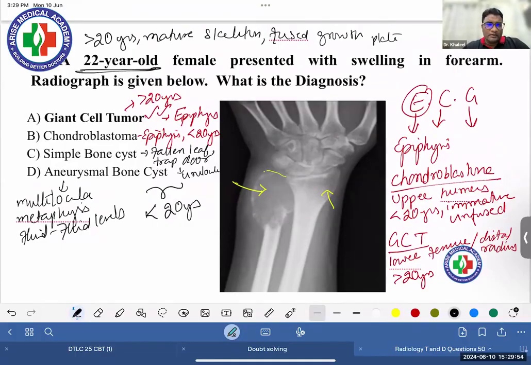Chondroblastoma is less than 20 years, simple bone cyst is less than 20 years, aneurysmal bone cyst is less than 20 years, right? So more than 20 years is given. The answer would be GCT.